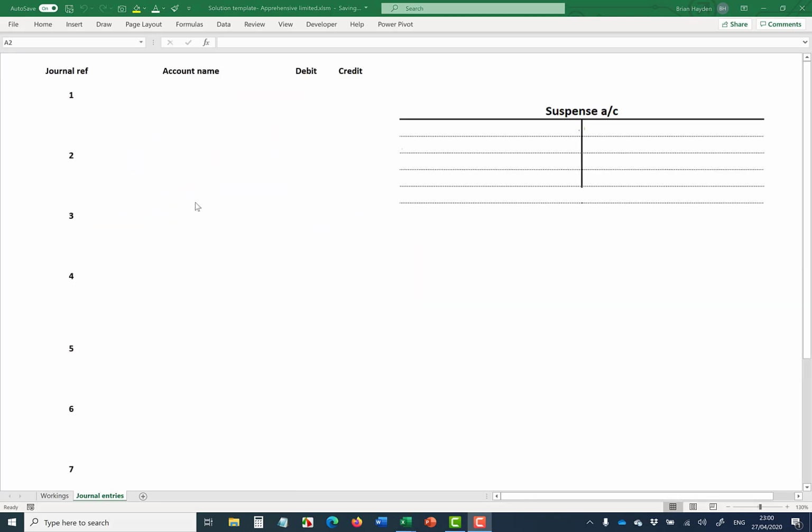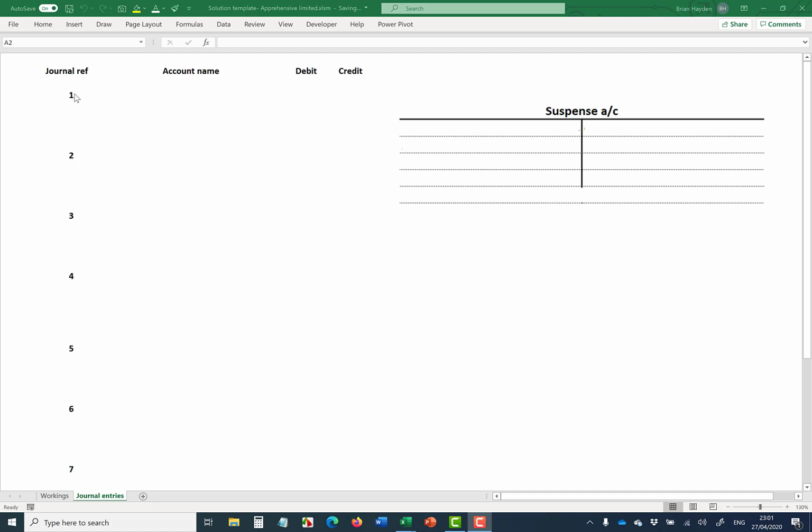So these are the journal entries that apply to this particular question. And again, you can just see the general structure of a journal entry. There's a reference, so journal 1, journal 2, etc. There's the account name, okay, so if it's bank account or debtors control account or disposal account or whatever, and then whether to debit that account or to credit that account.